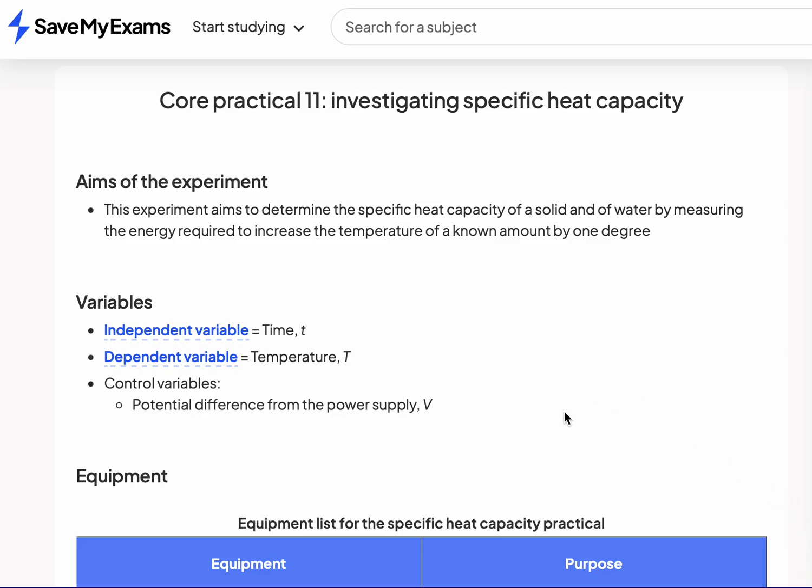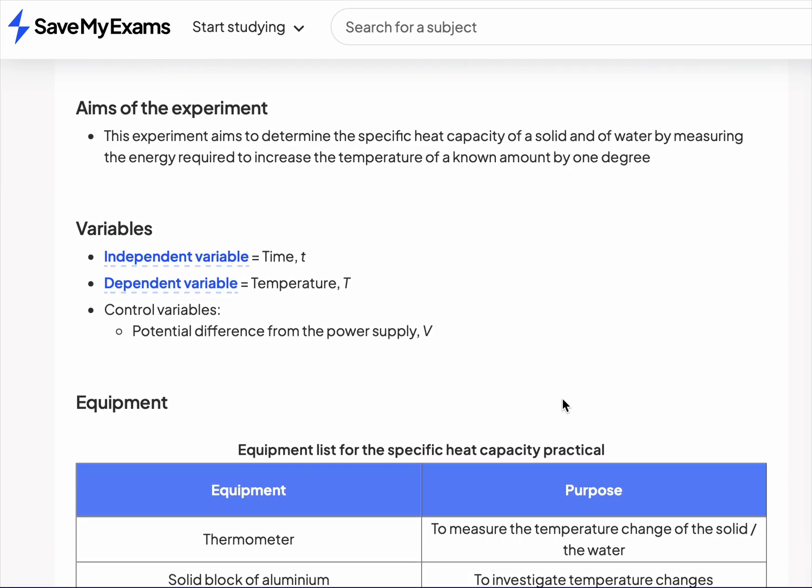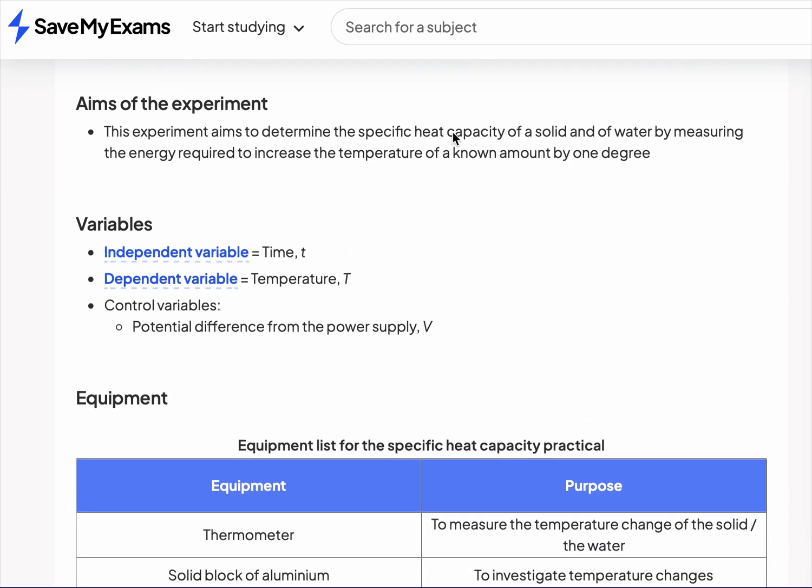So the aim of the experiment, it says, is to determine the specific heat capacity of a solid and of water by measuring the energy required to increase the temperature of a known amount by 1 degree. So normally specific heat capacity means how much energy it takes in joules. Usually electrical energy is supplied to a heater to increase the temperature of 1 kilogram, for specific means per kilogram, by 1 degree Celsius.